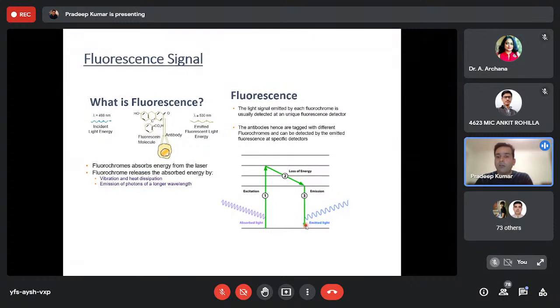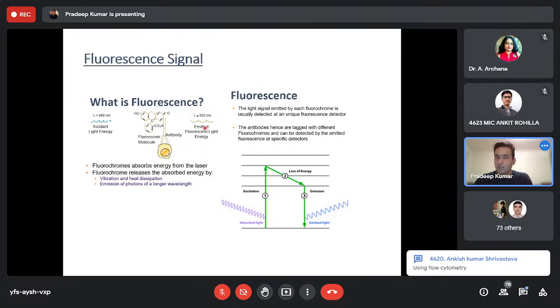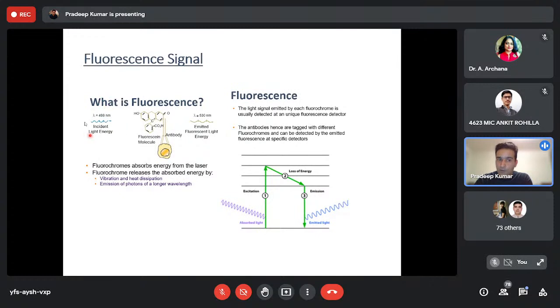Now, how the loss of energy is relevant to wavelength is because energy and wavelength are inversely proportional. So when energy is low, wavelength is high. Energy is equal to hν, which is hc by lambda. So energy and wavelength are always inversely proportional. You can see when it absorbs the energy, wavelength was low, but when it emits the light, wavelength is higher. So we need to have a laser in the instrument which can excite the fluorochrome, and then some kind of detectors which can collect that light. Okay, so that's how you get fluorescence.